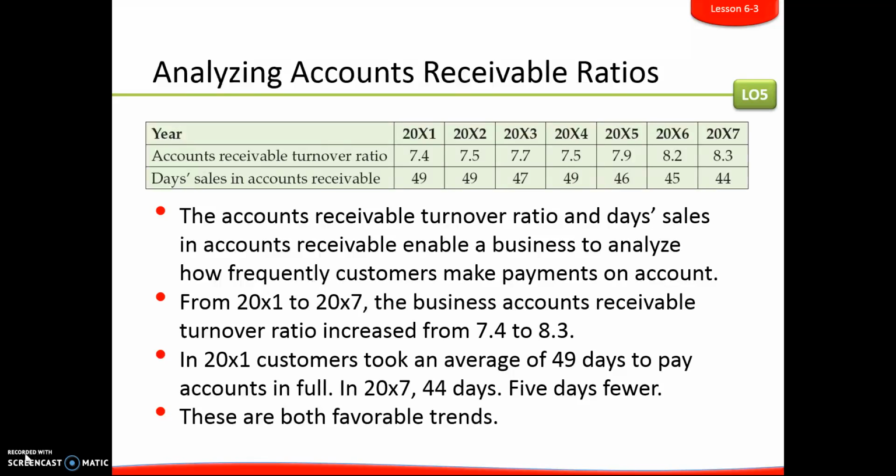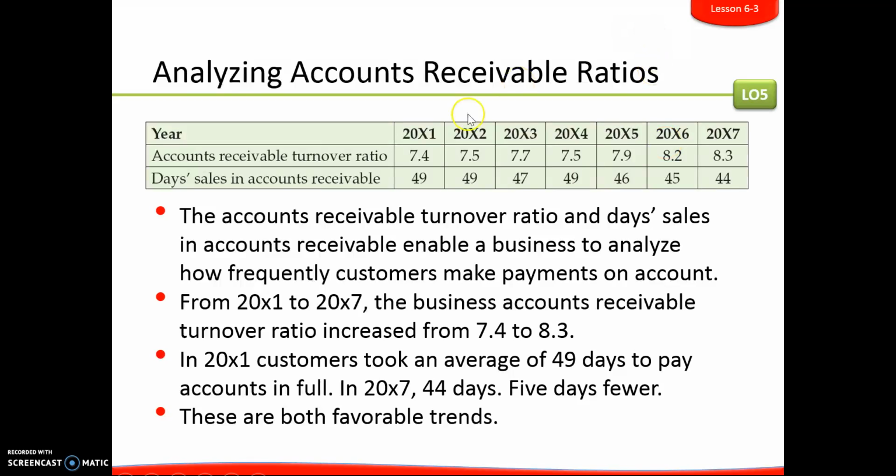So what this shows at the top here is a company's accounts receivable turnover ratio and a company's days sales in accounts receivable over the course of 7 years. So we have 2011, 2012, 2013, 14, 15, 16, 17, etc. And you can see how the accounts receivable turnover ratio went from 7.4 to 5 to 0.7, back down to 0.5, up to 0.9, up to 8.2 and 8.3. Anytime you're talking about the accounts receivable turnover ratio, we want that number to be higher. The reason being is that means that we're turning over our average accounts receivable more often. So that's a positive thing.